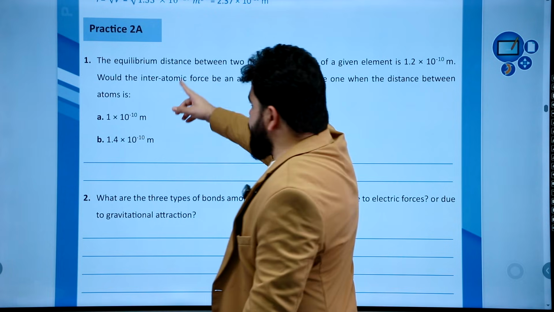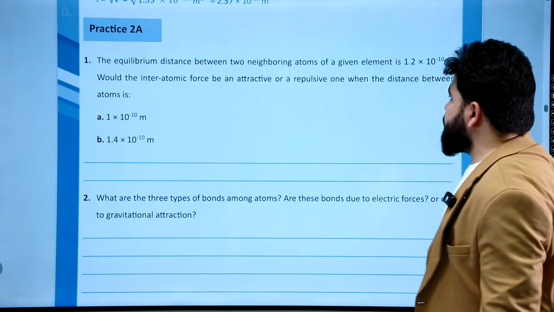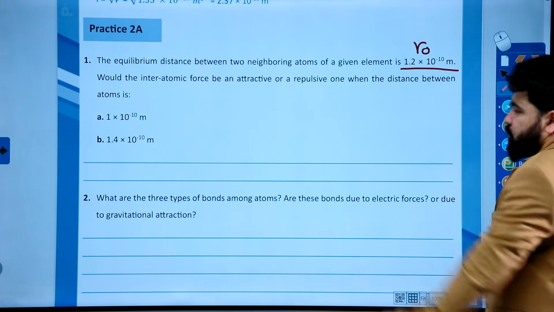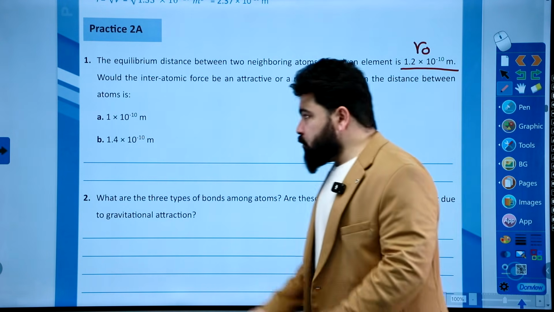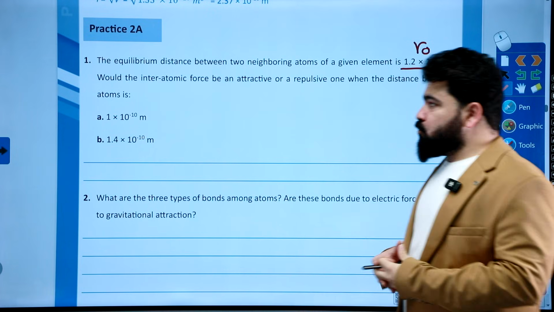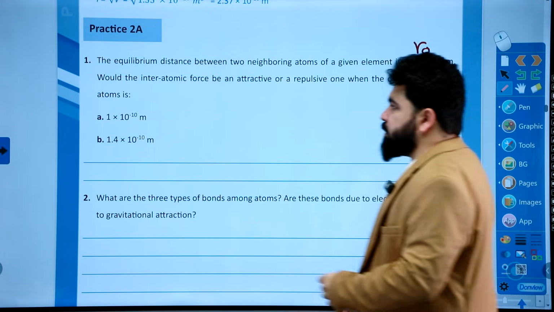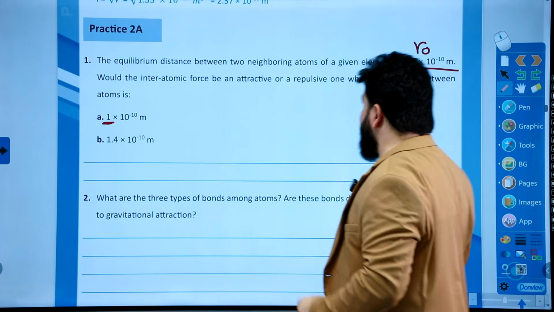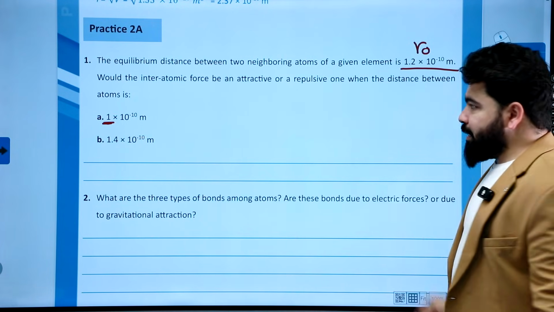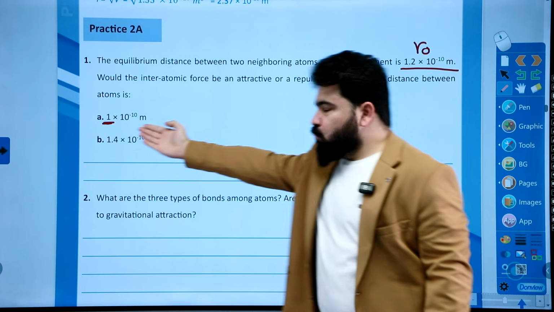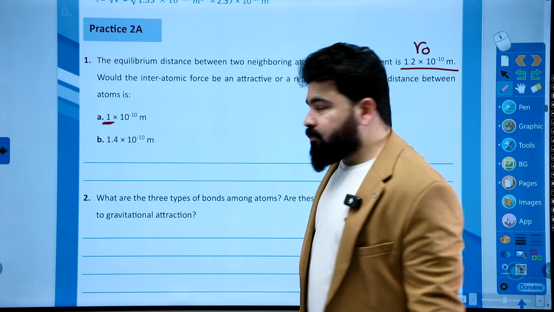Practice 2a says the equilibrium distance between two neighboring atoms is 1.2 times 10 to the power of -10. So this is going to be our note, which is the equilibrium distance. It's basically the distance that these two atoms should remain at to be in equilibrium state. If the distance decreases, look, 1.2 to 1. The powers of 10 are the same, so don't care about that. 1.2 and 1, so the distance is decreasing.